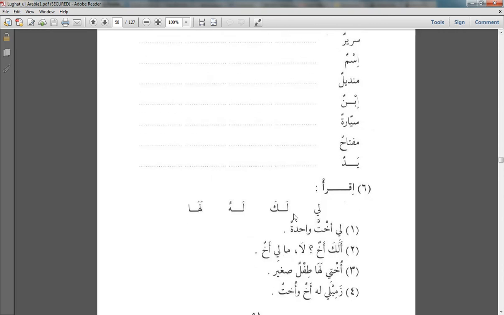Read. لي, لك, له, لها. Remember we talked about li before, this lam harful jar, and it is used for things which do not separate from a person, like relationships and parts of the body, for example. So li ukhtun wahidatun, I have one sister. Alaka akhun, do you have a brother? La mali akhun, no, I don't have a brother. أختي لها طفل صغير, my sister, she has a small child. زميلي له أخ وأخت. My colleague, he has a brother and a sister.